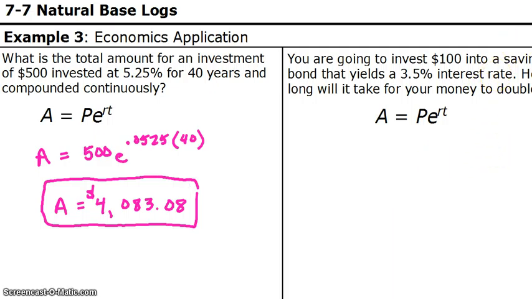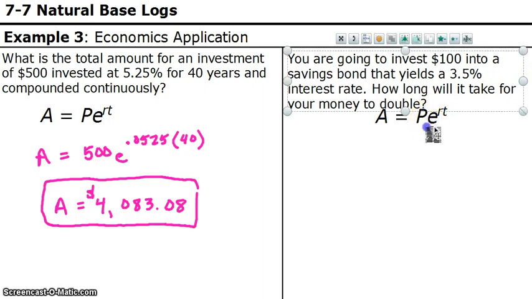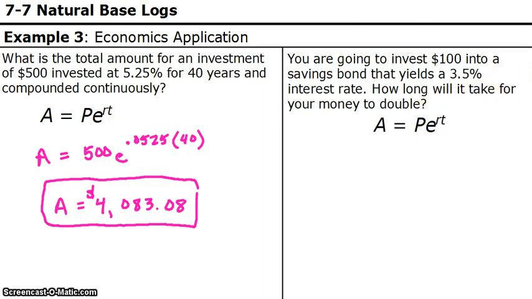All right, let's see what we have over here. We're going to invest $100 into a savings bond that yields 3.5%. How long would it take your money to double? Okay, so this one's a little trickier because it doesn't give us exactly the right things, and it's asking us to find something different. Not just finding A. We actually have to find one of the variables over here.